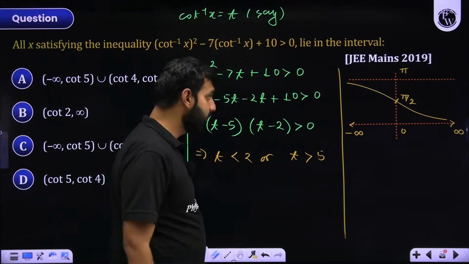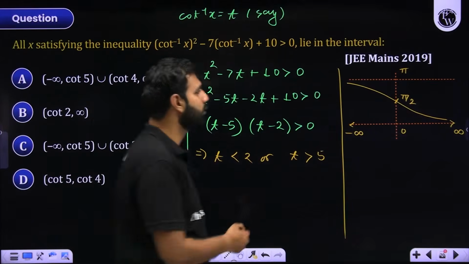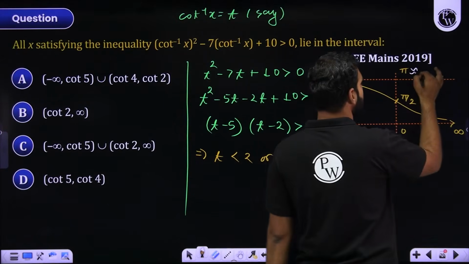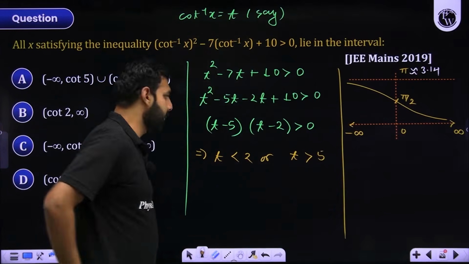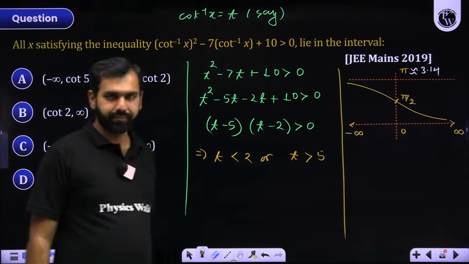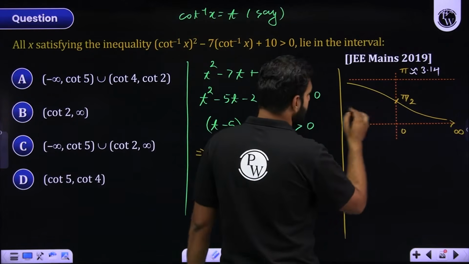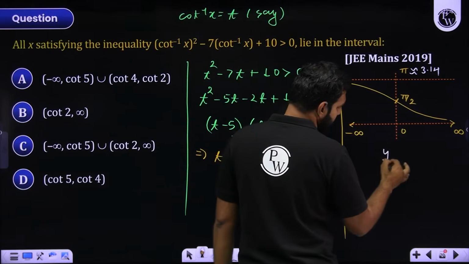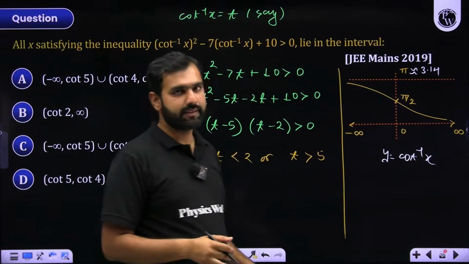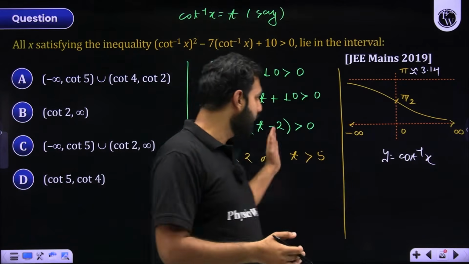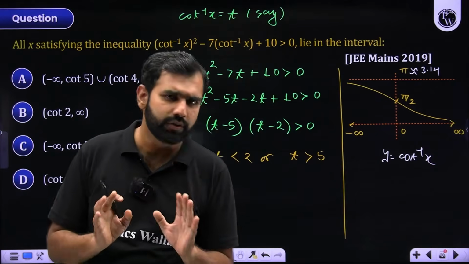Now, I can tell you a lot of things based on this result. Can you help me with the approximate value of pi? The approximate value of pi is 3.14, as we all know. Now, look at this particular part. This is the graph of y equals cot inverse x. So whatever I'm seeing on the y-axis are the values of cot inverse x, and whatever I'm seeing on the x-axis are the corresponding values of x for that cot inverse x. I hope there is no confusion on that.